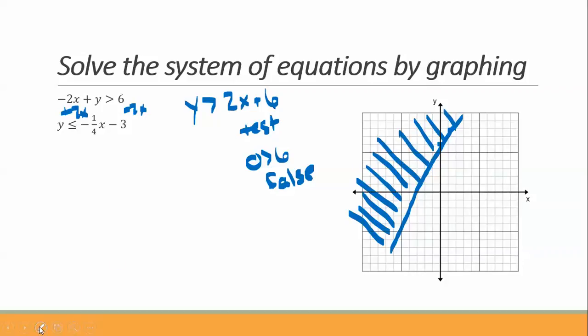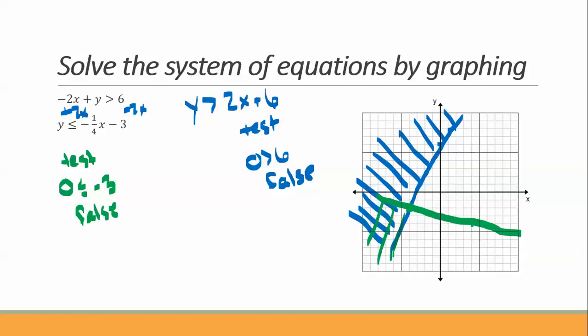So now let's do the other one. I'll use green again. And we're going to graph the y-intercept of -3 and the slope of -1/4. So there's our line. And then we want to use 0, 0 again to test. So we have 0 is less than or equal to -3. That again is false. So we're going to shade away. So we would shade this side of the line. So our solution is actually this area right here, because that's where the two shadings cross.